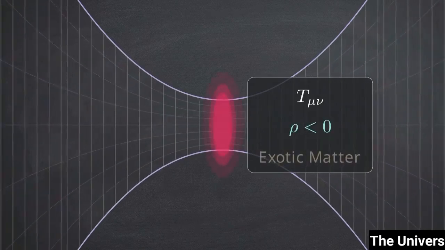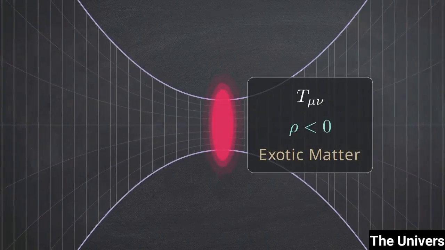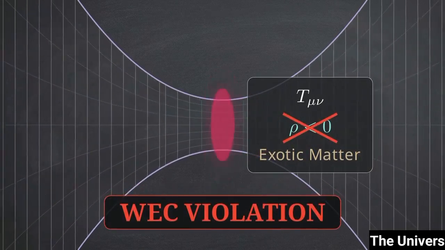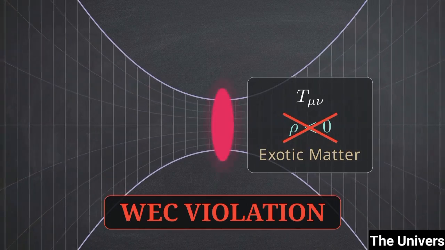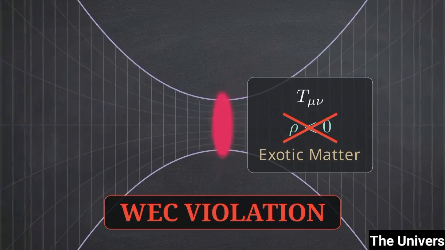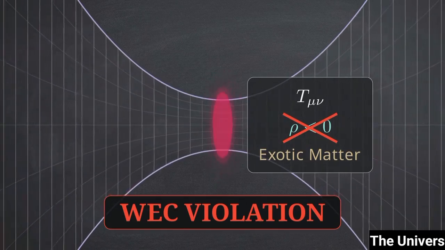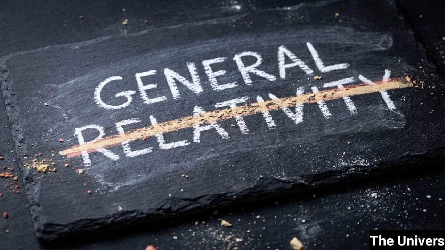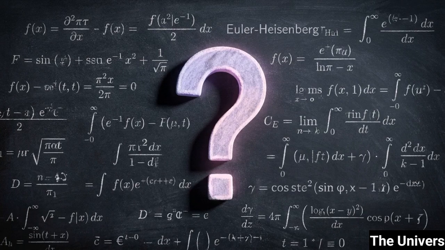This directly violates the weak energy condition, a standard rule governing all known macroscopic physics, which dictates that local energy density measured by any observer must be non-negative. General relativity alone cannot build a traversable wormhole. The equations demand a completely unobserved hypothetical substance to stabilize the structure.